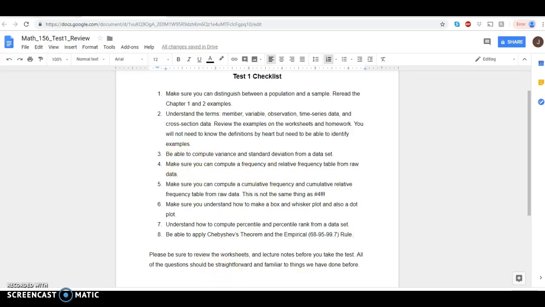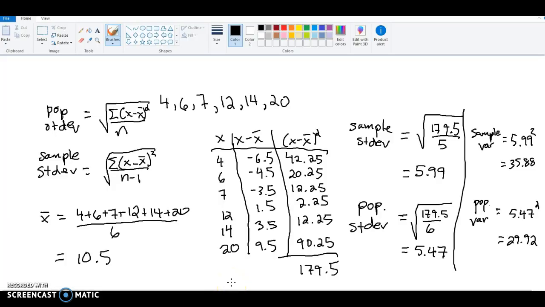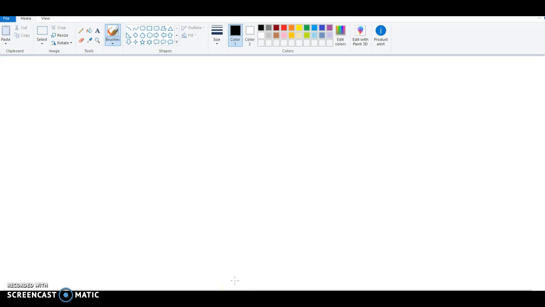So a frequency and a relative frequency table from raw data. So, alright, the frequency and relative frequency table, and also the cumulative relative frequency and cumulative frequency. So let's just take something maybe red, blue, yellow as some type of objects in a data set, so some categorical data. So let's say we have red, blue.